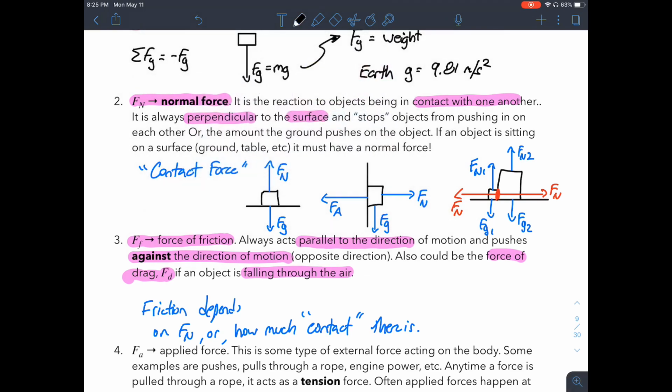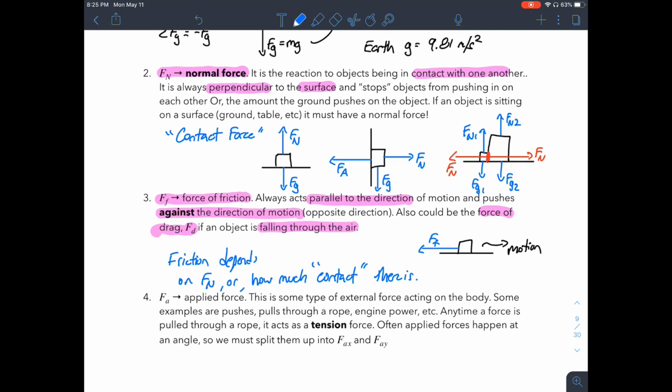Now, the formula for the force, we're going to look at the formula a little bit later, but the force of friction always goes against motion. So let's say we have motion to the right. That tells me that the force of friction must be acting to the left, just like that. Okay? Again, we're going to look closer at friction a little bit later.